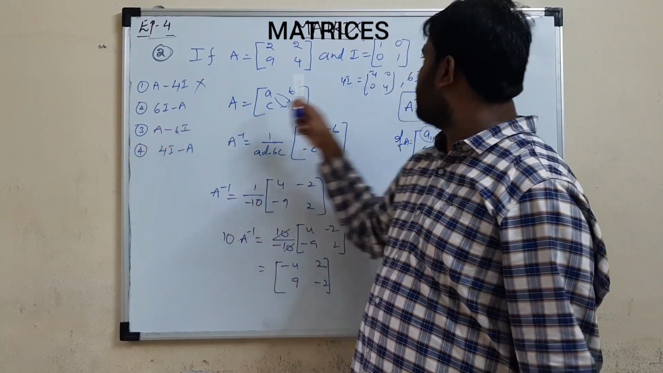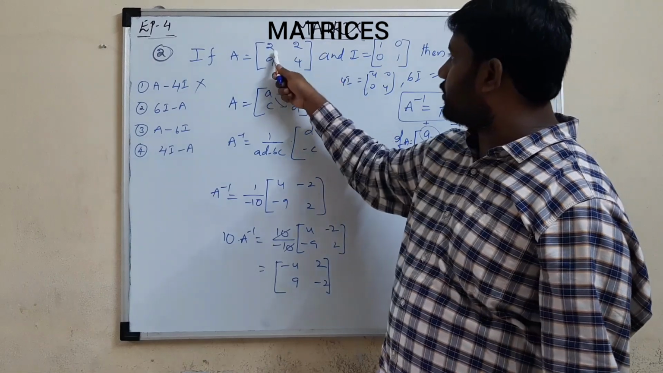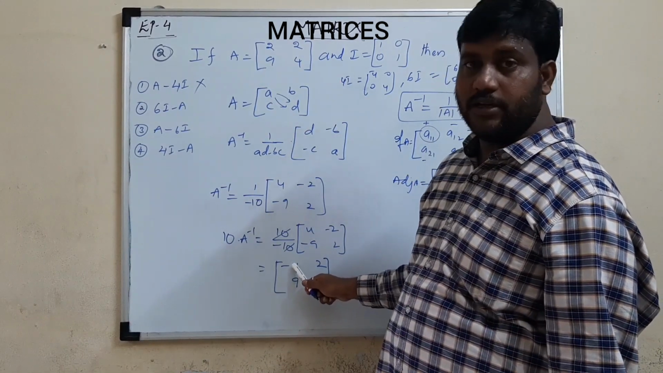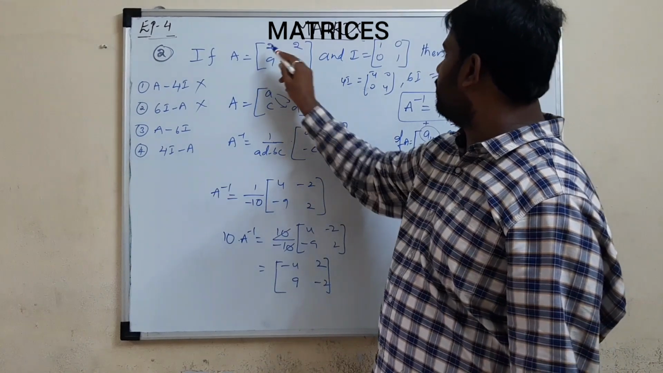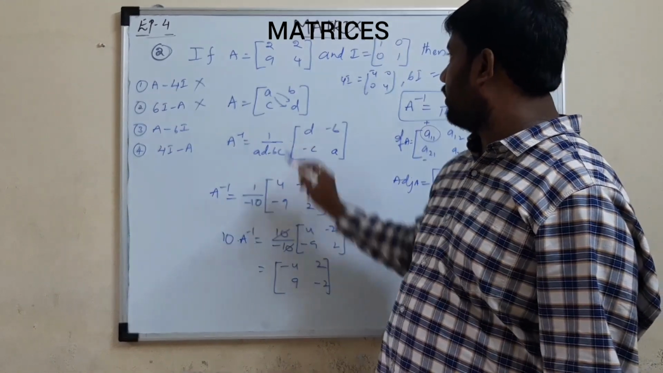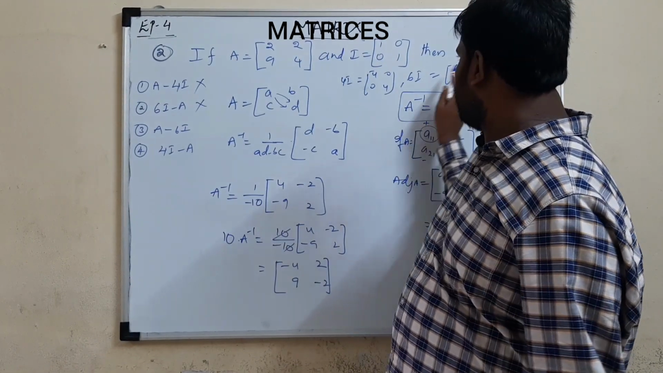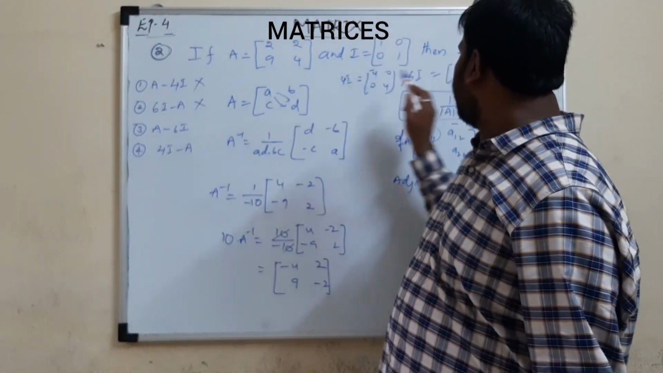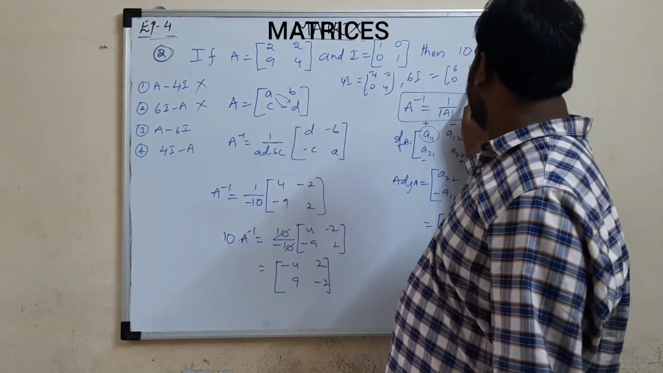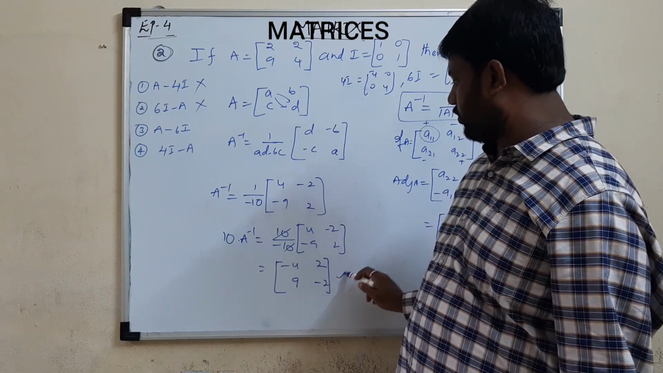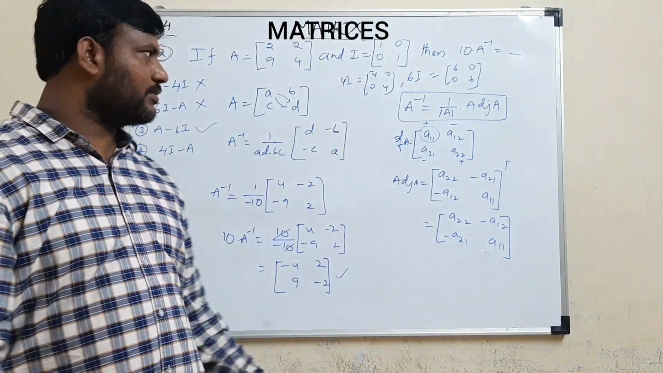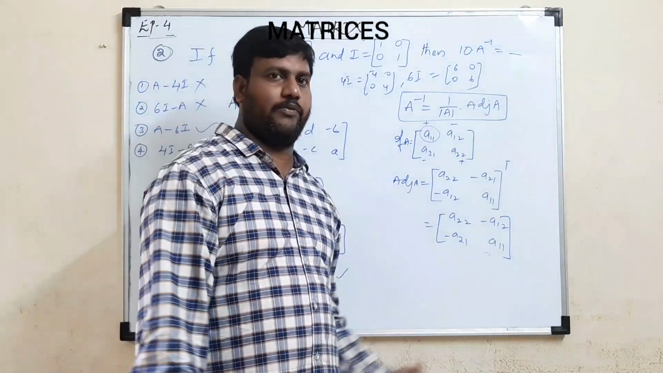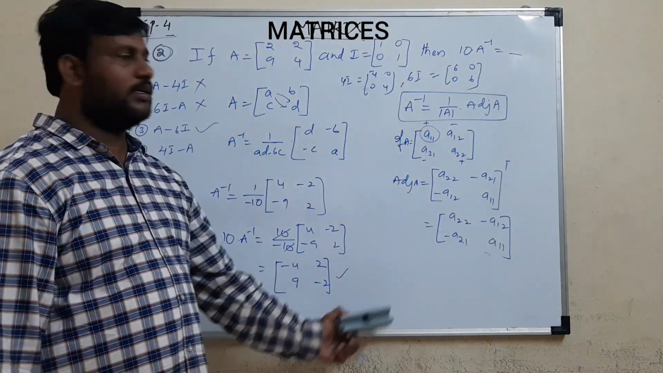6I minus A. First take the 6I: 6 minus 2, how much? 4. But here you have minus 4. That's why it is also not correct. A minus 6I: 2 minus 6 is minus 4, 2 minus 0 is 2, 9 minus 0 is 9, 4 minus 6 is minus 2. So you substitute, and it is option C. This is a simple concept problem. We go for finding A inverse. Okay.